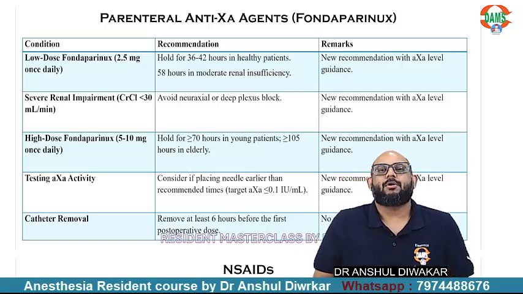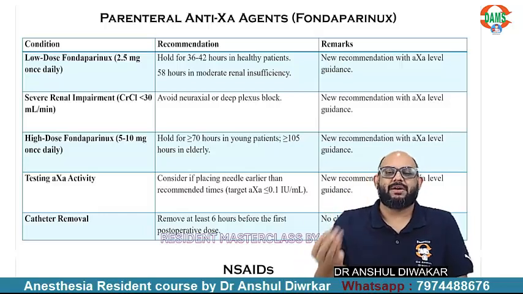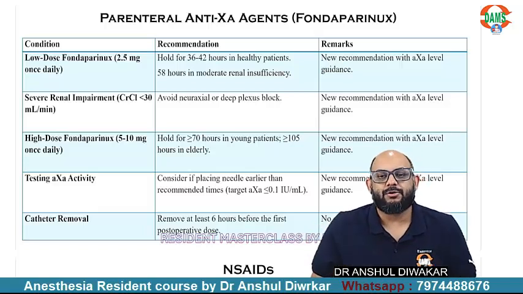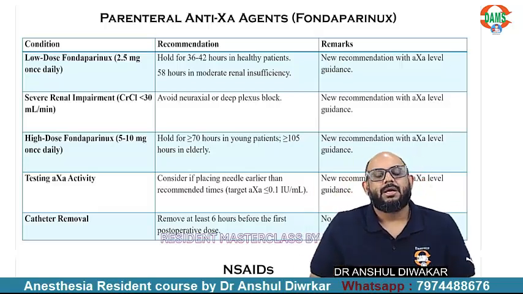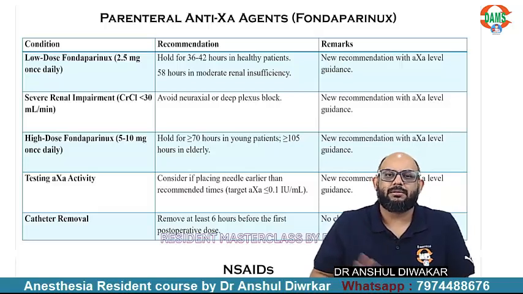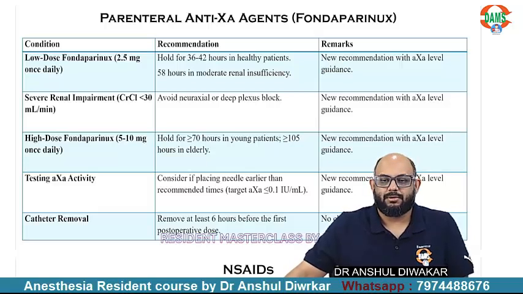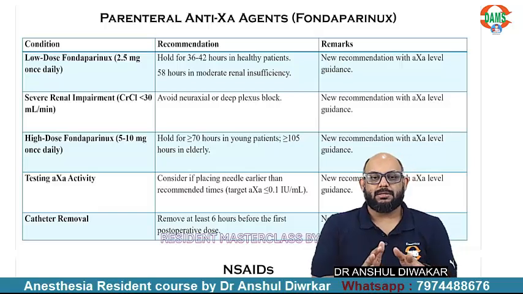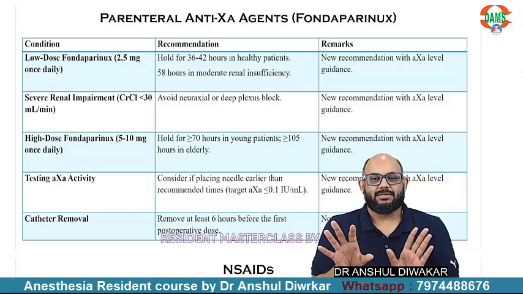It is one of the very important drugs that is used to replace low molecular weight heparins or unfractionated heparins in patients with heparin-induced thrombocytopenia, HIT. So that is why fondaparinux is very, very important. Fast onset, short duration of action. Suppose the patient is taking low dose of fondaparinux, 2.5 mg once daily. Then hold 36 to 42 hours in healthy patients, okay, and 58 hours in moderate renal insufficiency. So low dose fondaparinux, 36 to 42 healthy normal, 58 in renal insufficiency.